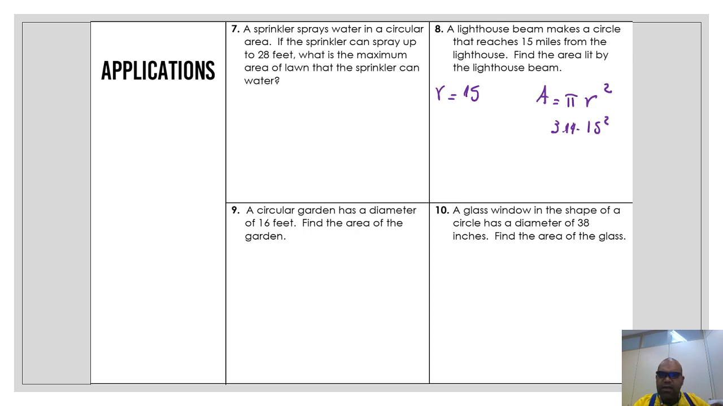It is 706 and a half. 706 and a half what? Miles square. Great. Very easy to understand this stuff.